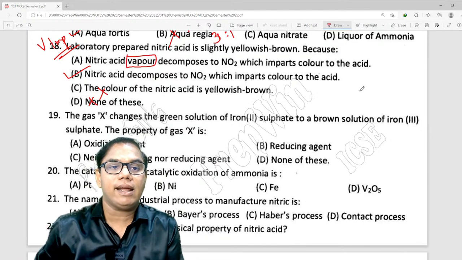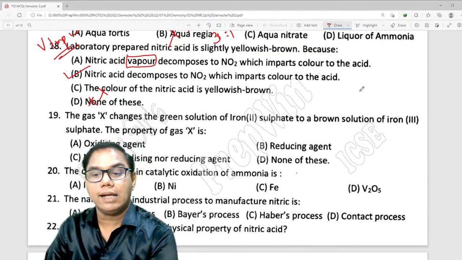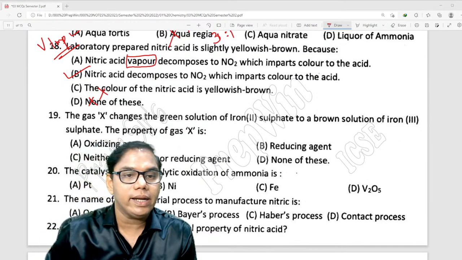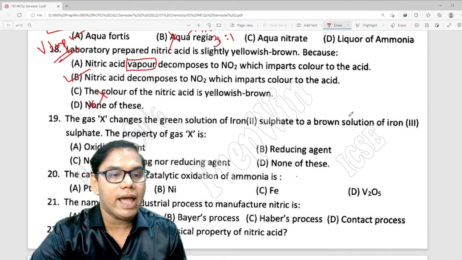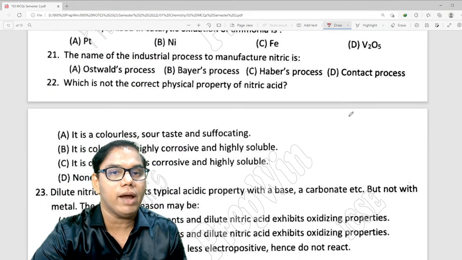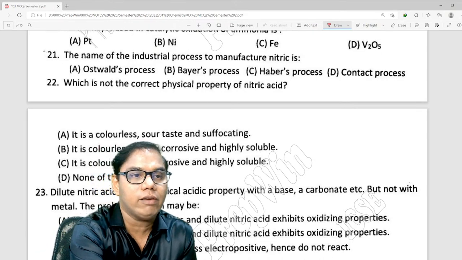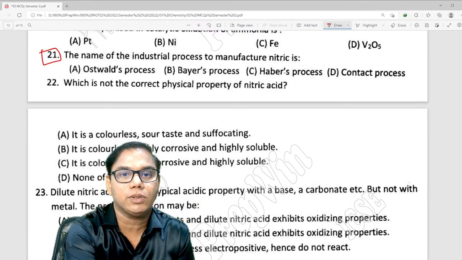Correct answer is B. Nitric acid is decomposed, not nitric vapor. Okay, correct answer is B. Is it fine? Are you getting it? Chalo, let us continue. I will take this question number 21. Okay, abhi thode der pehle hum logon ne discuss kiya tha. 21, I want answer for this. Industrial process of manufacturing of nitric acid is what? Is it Ostwald process, Bayer's process, Haber's process or contact process?